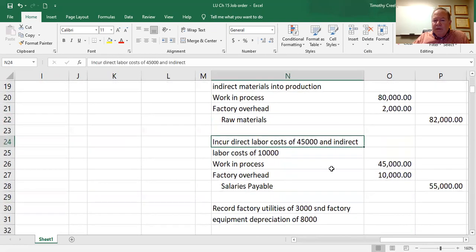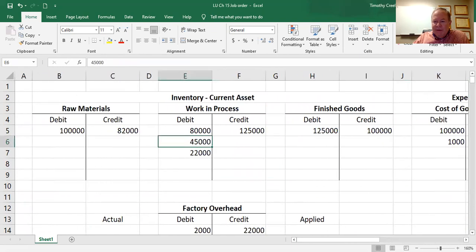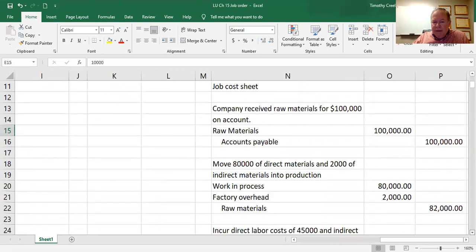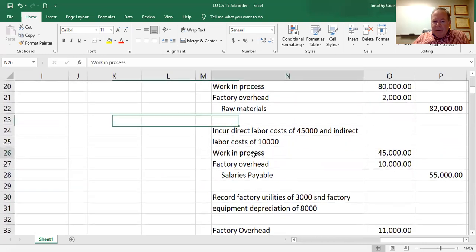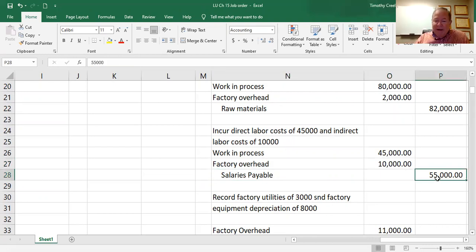Now, what if we incur direct labor cost of 45,000 and indirect labor cost of 10,000? So direct labor cost would be added into work in process. And indirect labor cost would go into factory overhead. So we would debit work in process for the direct labor, and we would debit factory overhead for the indirect labor. And so we would go down a little bit here, and we would debit work in process for 45. We would debit factory overhead for 10, and we would credit salaries payable for 55,000 here.